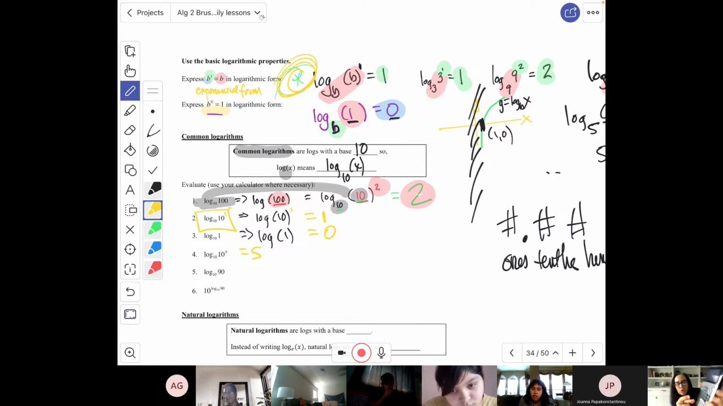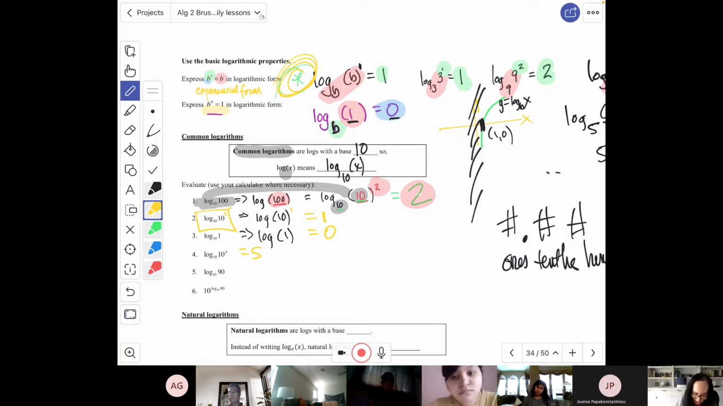You can even graph common logs. So if I were to graph that, well, my window's horrible. Let me change my window. That's a terrible window. Oh well, I'm not going to give you this. There's a log button on the calculator.